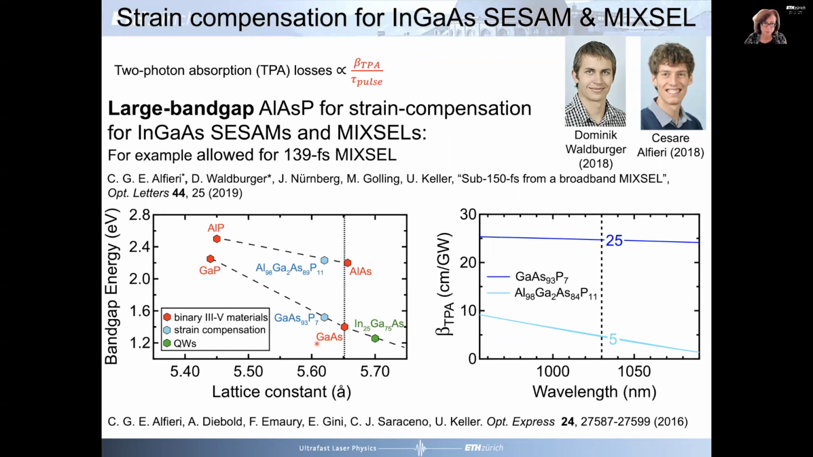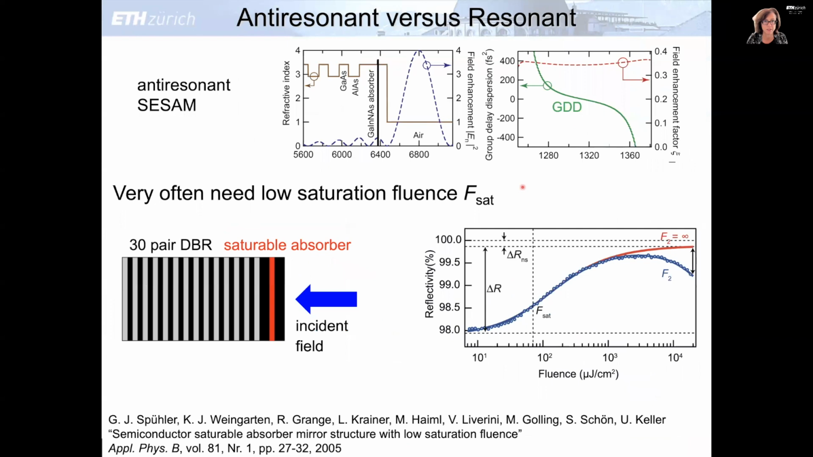Now, from an optical point of view, it matters what you take, because a large band gap material will have less two-photon absorption. So by actually moving to the quaternary material for the strain compensation, you can substantially reduce the two-photon absorption, which has been helping us even get less than 150 femtosecond pulses for a laser, where of course the two-photon absorption becomes more and more significant.